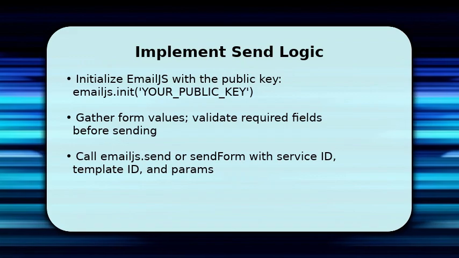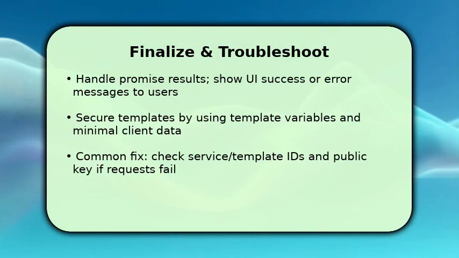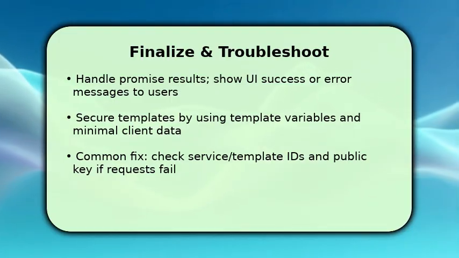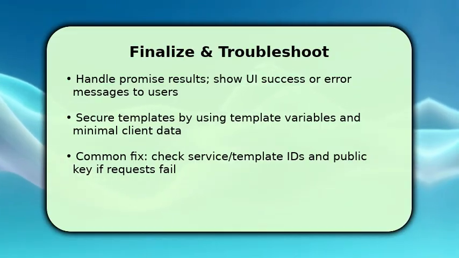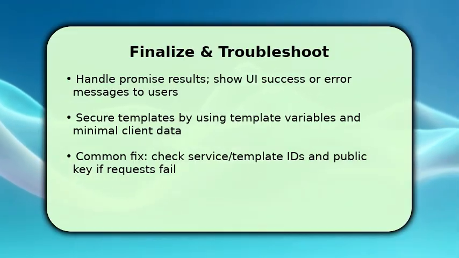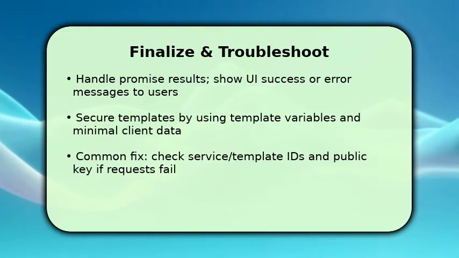You finish by polishing UX and adding robust error handling. Once the send promise resolves, show a success message and clear the form. If it rejects, present a helpful error and re-enable submission. Also, make sure your EmailJS template maps variable names exactly to the params you send.